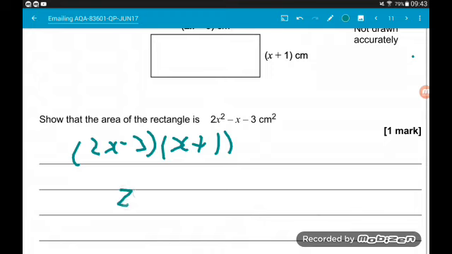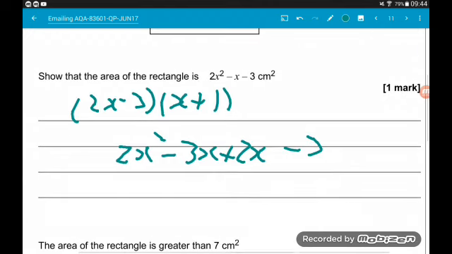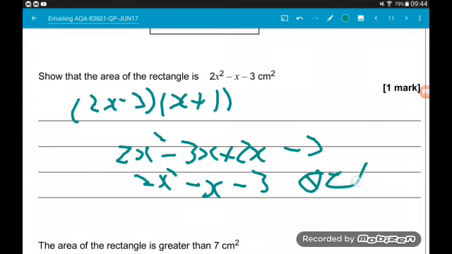2x times x is 2x squared, minus 3 times x is minus 3x, and then 1 times 2x gives us plus 2x, and then 1 times minus 3 gives us minus 3. If we sharpen that up, we get 2x squared, minus 3x plus 2x is minus x, and then we've got the minus 3 at the end as we wanted it. We've shown what we want to show by a cheeky little QED.